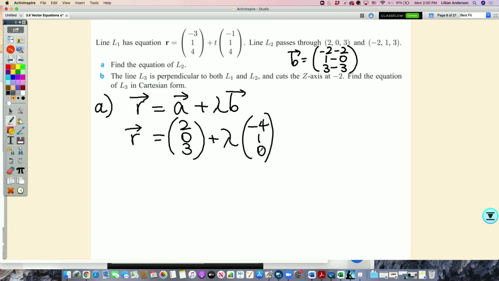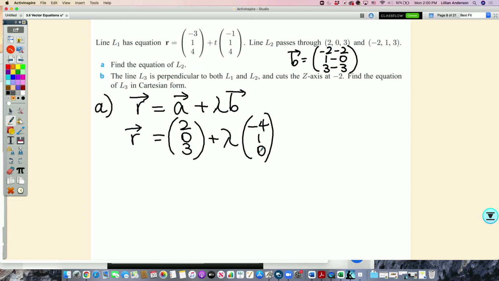Now it says that line L3 is perpendicular to both L1 and L2 and cuts the z-axis at -2. First off, if it's perpendicular, what does that mean? Dot product 0. Right, dot product 0 is perpendicular, but we're in space though, so we can't do that. We're going to have to do the cross product.